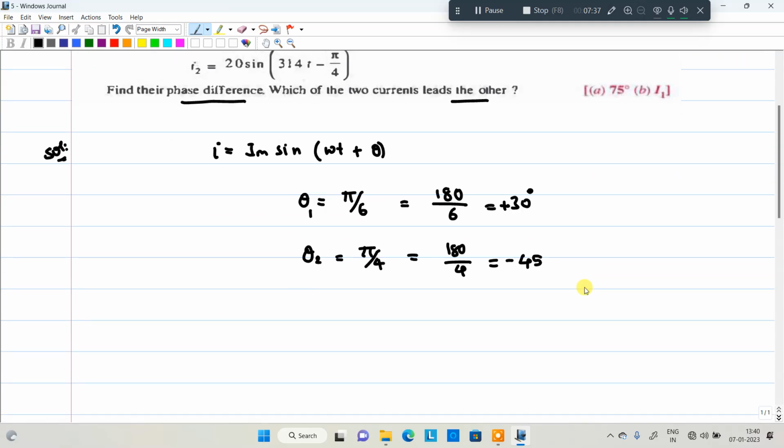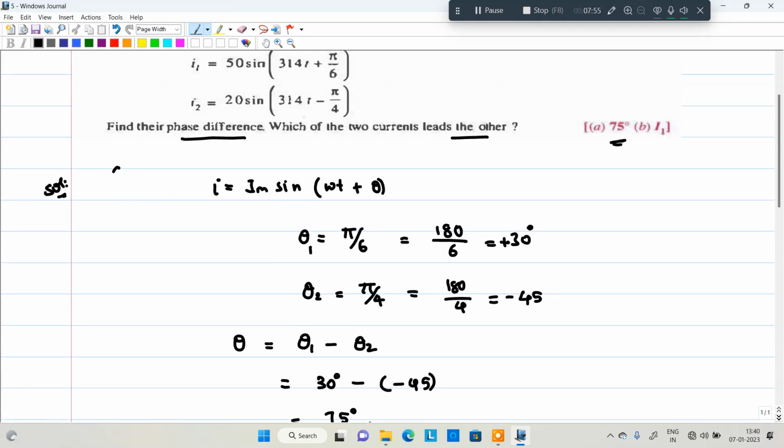So they are asking about the phase difference. Phase difference, theta is equal to theta 1 minus theta 2. What is theta 1? 30, minus theta 2, which is minus 45. That will be equivalent to 75 degrees. So 75 degrees of phase difference. This is the first bit.